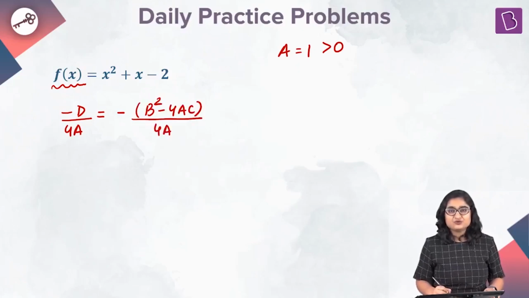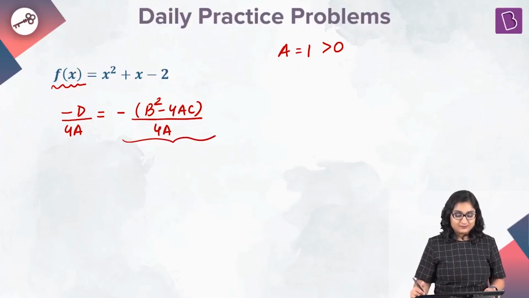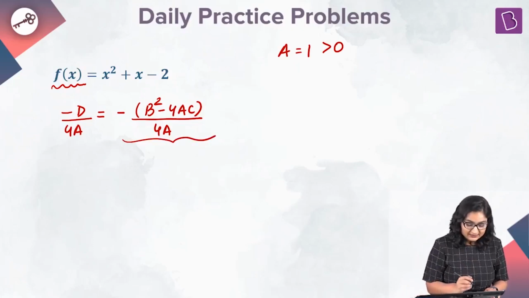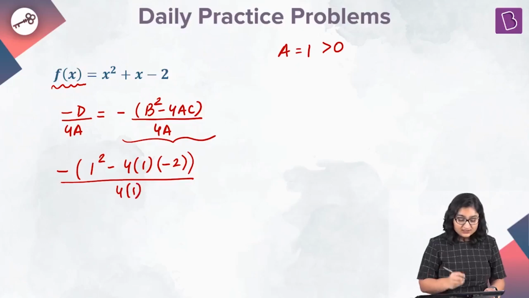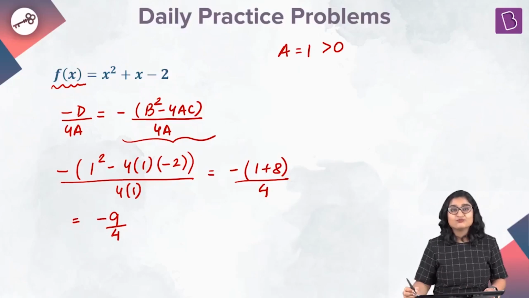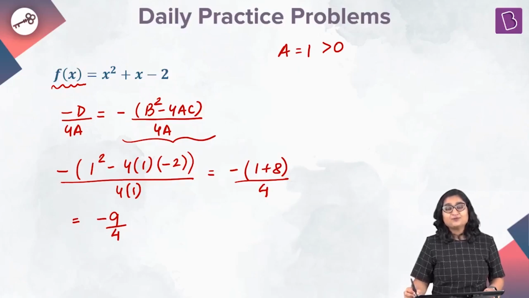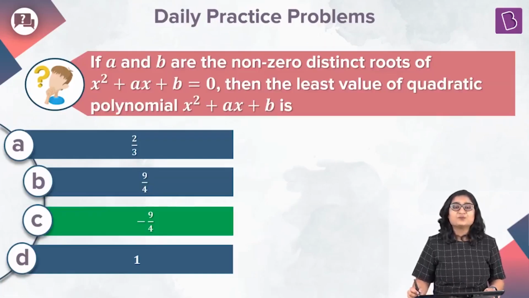Now what is the next step that I have to do? Just substitute the value of capital A, capital B and capital C in this expression right here and find out the minimum value of the quadratic polynomial. So what I will get here is negative of 1 square minus 4 times 1 times negative 2, and this whole thing is divided by 4 times a. If I further solve this, I will get negative of 1 plus 8 divided by 4, which is equal to negative of 9 by 4. So we have got our minimum value of the quadratic polynomial, and the minimum value of the quadratic polynomial is negative 9 by 4, which is option C.